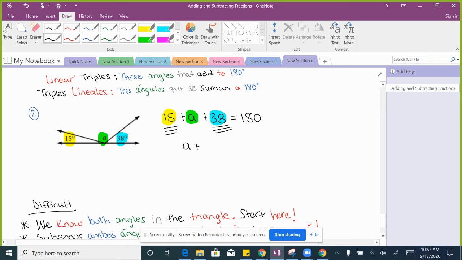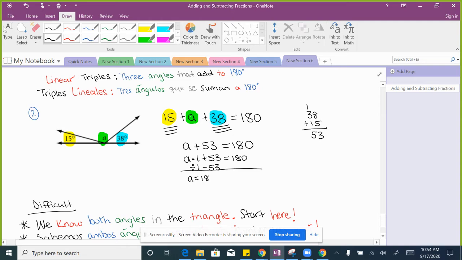So A plus 38 plus 15. 8 plus 5 is 13. Drop the 3, carry the 1, lleva el 1. 1 plus 3 is 4, plus 1 is 5. So A plus 53 equals 180. And now we backtrack. Y ahora backtrack. A times 1 plus 53 equals 180. Now we do the opposites. Ahora los opuestos.